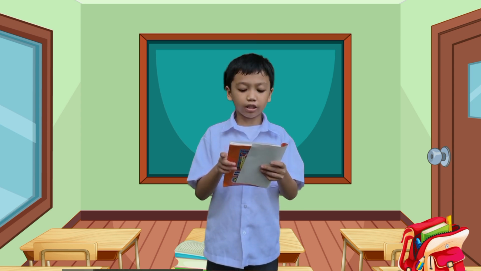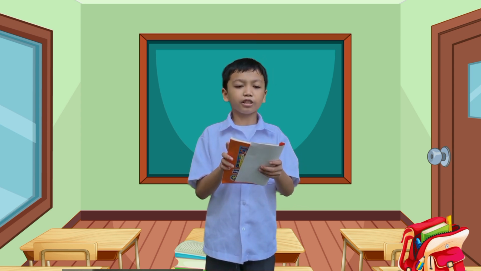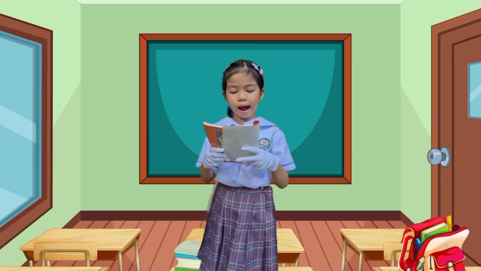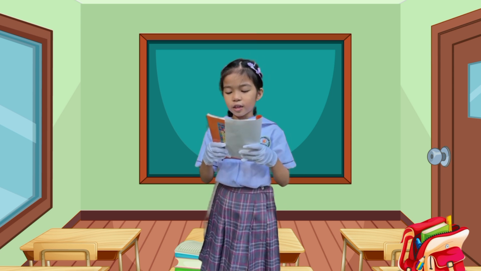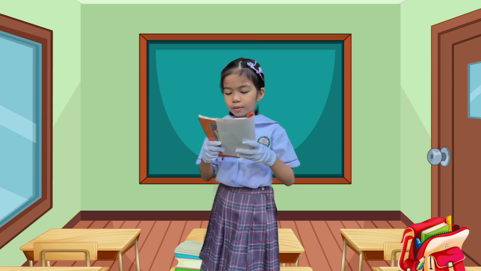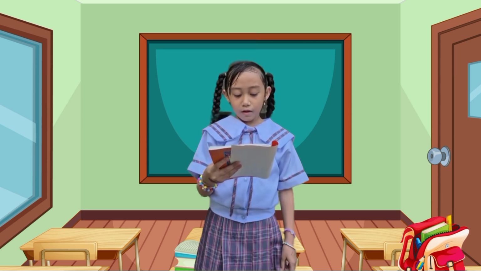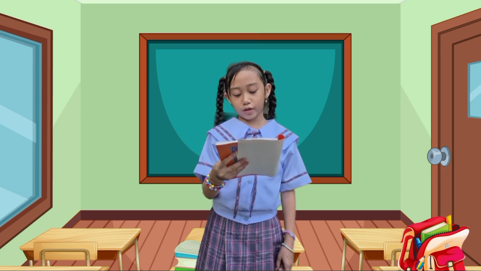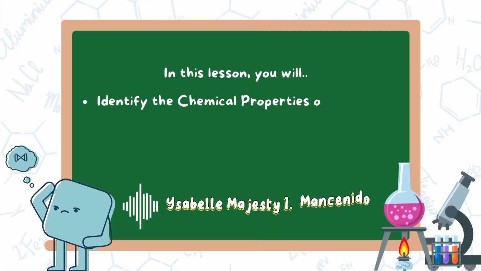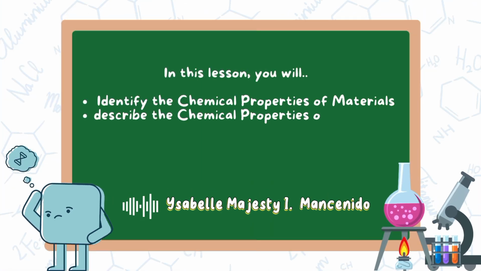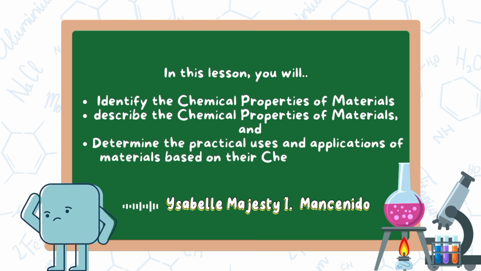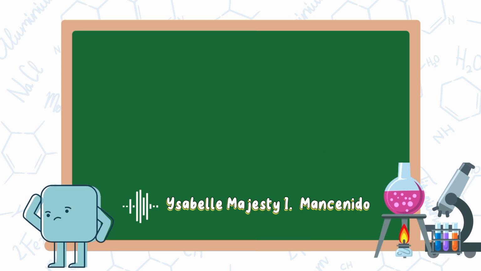Today's video lesson, we are going to study the chemical properties of materials. In this chapter, you will also learn how to minimize the change in materials that may be harmful to the environment. Minimizing this harmful change will help Earth remain happy and healthy. You will identify the chemical properties of materials, describe the chemical properties of materials, and determine the practical uses and application of materials based on their chemical properties.